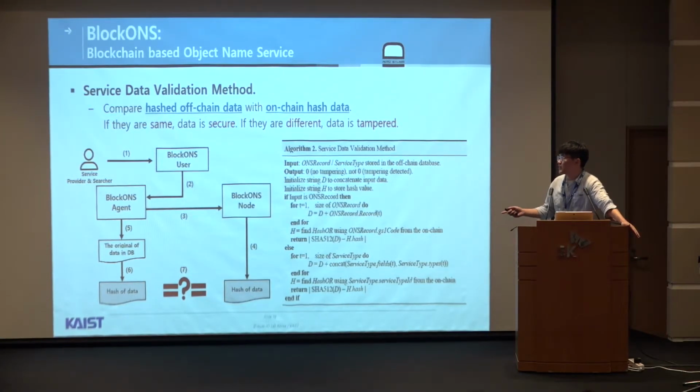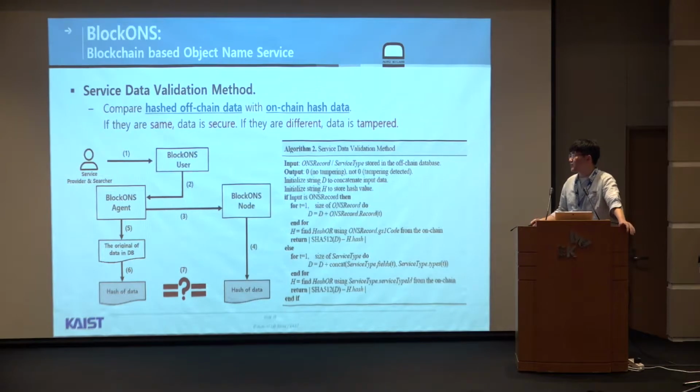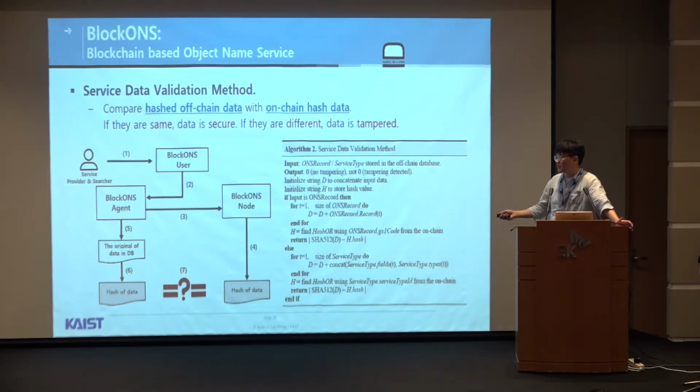If they're the same, the data is secured, and if they're different, the data is tampered. It's a very simple algorithm. When the service provider and service searcher request the service data from the off-chain, the off-chain automatically accesses the BlockONS node to check the hash of the data, using the local DB and the hash of the data in the global state in the blockchain. So by comparing the two hashes of data, we can know whether the data is secure or tampered.